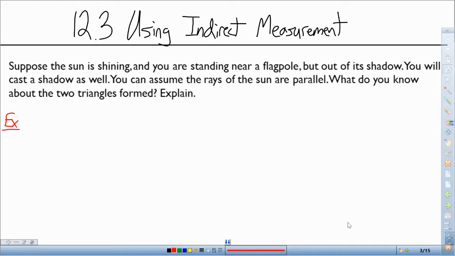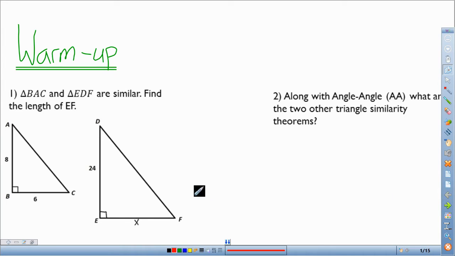Hey, everybody. So we're looking at 12.3 today using what's called indirect measurement. Before we get into our first example, though, I want you guys to try this warm up here that basically has us recall what we were learning in chapter 11, because that's actually a big part of what we're doing today. This first problem is telling us that we have two triangles that are similar, and it's asking us to find the length of EF.